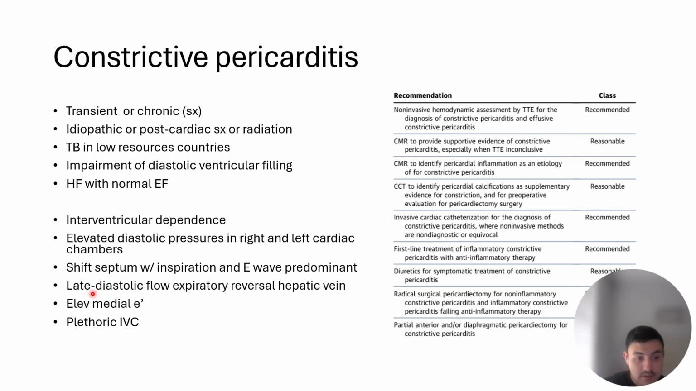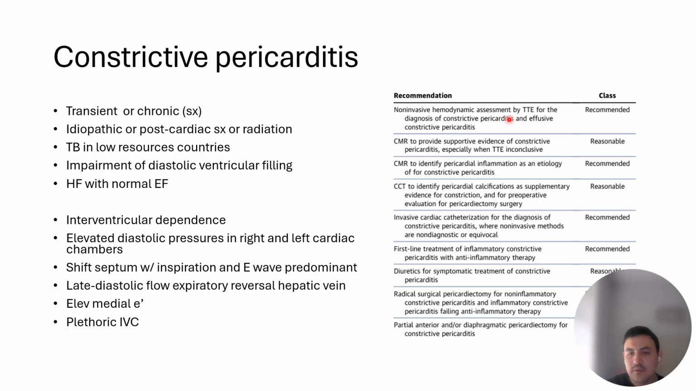Also, remember late diastolic flow, expiratory reversal in the hepatic vein. Why is that? Because in expiration, the blood is coming to the left side, it's going to cause shifting to the right side, and you're going to have reversal in the hepatic vein. A plethoric IVC is sensitive for anything that impairs the filling of the ventricle, meaning tamponade and constrictive pericarditis.